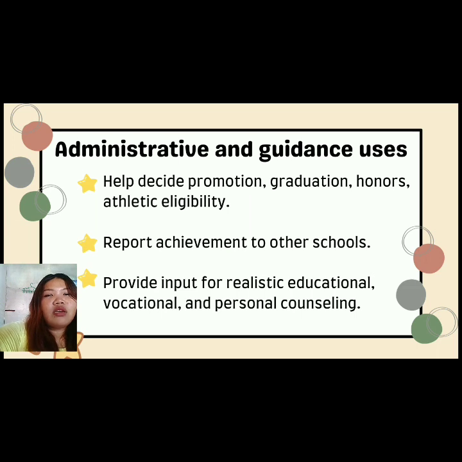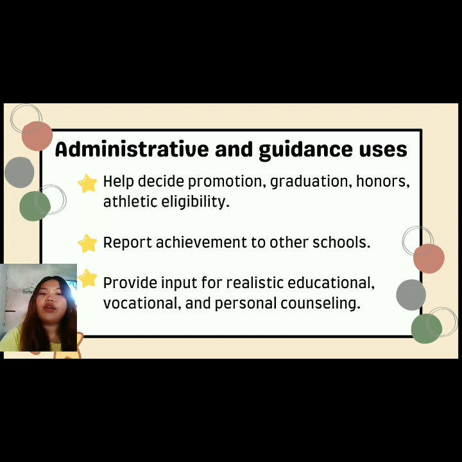And the next is provide input for realistic educational, vocational, and personal counseling. As we all know, there are instances that grades reflect our performance. Although it will not determine our intelligence, somehow it will reflect our overall performance. So if you have a student who is not performing that well inside the class, for example, his grades are not that good and he's also not participating inside the class, it will provide input for realistic educational, vocational, and personal counseling.